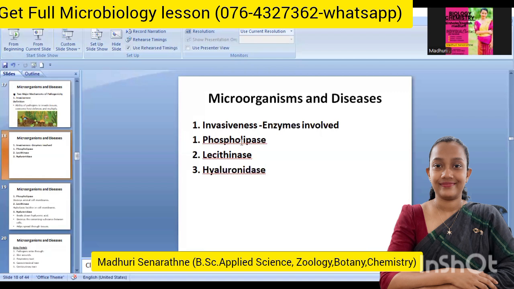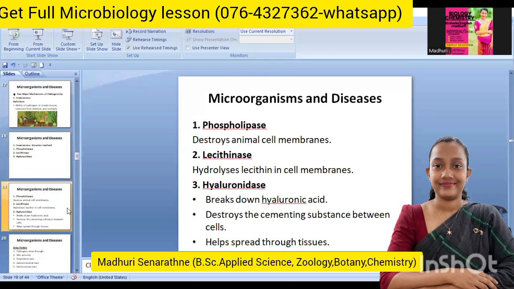Example, phospholipase. Phospholipase destroys animal cell membranes. Next, lecithinase. Lecithinase hydrolyzes the lecithin component of lipids in cell membranes. Third one, hyaluronidase. Hyaluronidase breaks down hyaluronic acid, a cementing substance between cells, thereby facilitating the spread of pathogens through tissues.